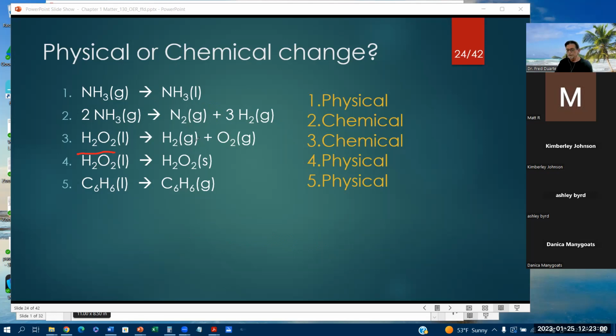We look on the right side. We see here that hydrogen peroxide was broken up. Okay, that implies it is a chemical change because the starting material was broken up into different components. And it went from H2O2 liquid, creating hydrogen gas and oxygen gas. So definitely a chemical change. Number 4 also starts off with hydrogen peroxide.